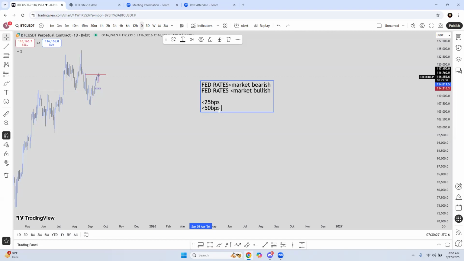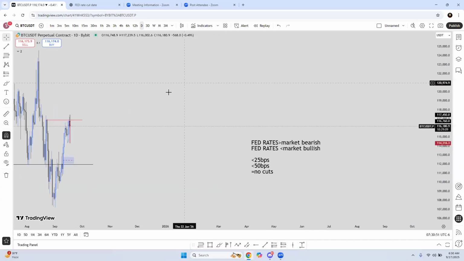So I don't think we get a $100 dump on that as well. It will go straight up towards higher levels. And if we get no cuts, how will the market react? Nothing. Simply PA will work as it is. So this is how things will work today, and you have to keep an eye on the Fed meeting today.